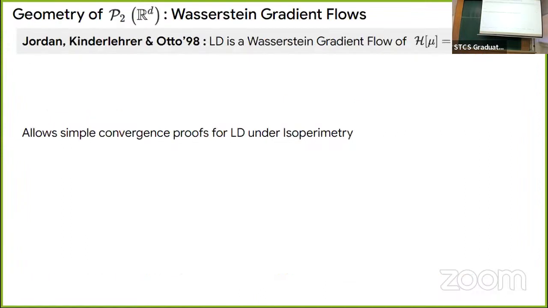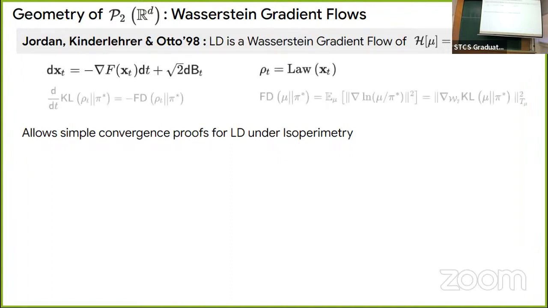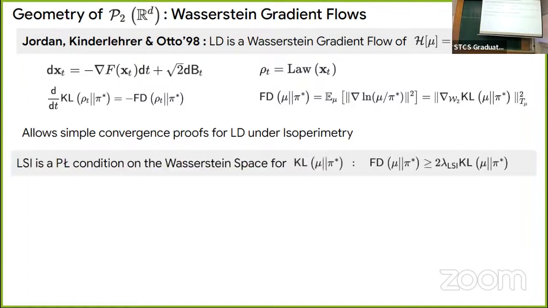Okay, so let's go through the proof. We had this Langevin dynamics, and if rho t is the law of X t, then we can show that the derivative of KL of rho t with respect to pi star is equal to minus the Fisher divergence of rho t with respect to pi star, where the Fisher divergence is the expectation with respect to rho t of the squared norm of grad log of rho t over pi star. This can also be seen as the squared norm of the Wasserstein gradient in the Wasserstein space. And this allows for simple gradient convergence.